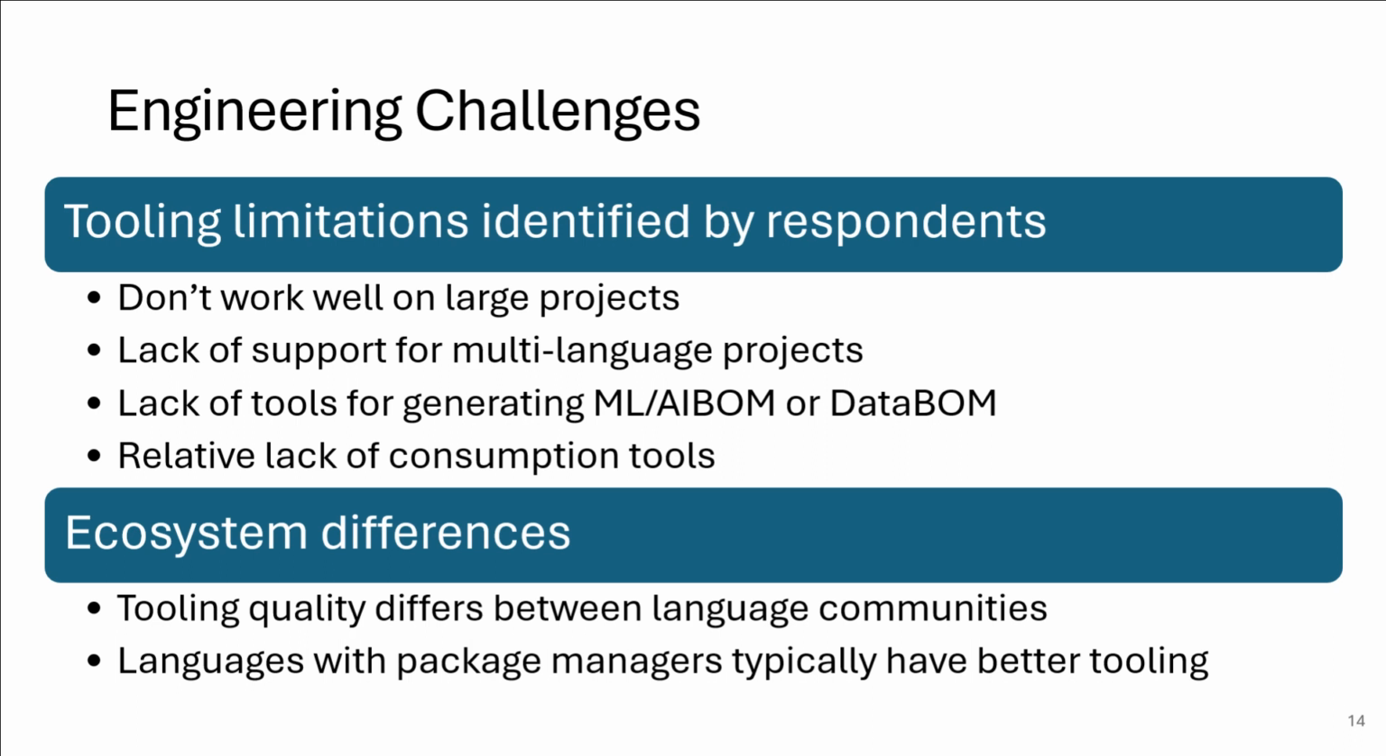So tooling quality could really differ dramatically between different language communities. This can be really well seen if you look at languages that have package managers versus those that don't. So languages like Java, Python, JavaScript that have those package managers are typically going to have better tooling options than languages like C, Assembly, C++ that don't have those package managers. That's because the package managers can do a lot of the heavy lifting when it comes to determining the dependencies.